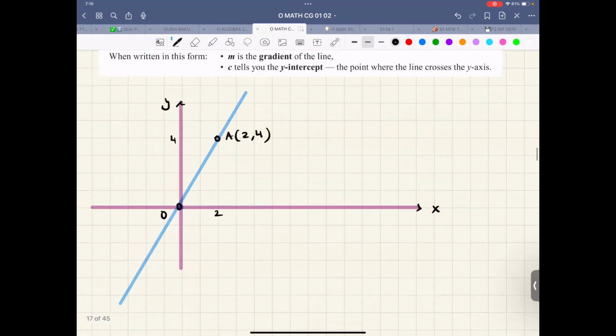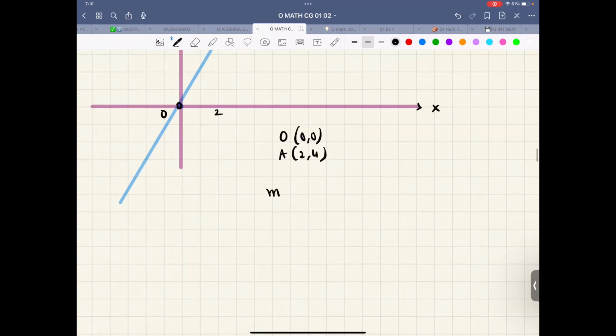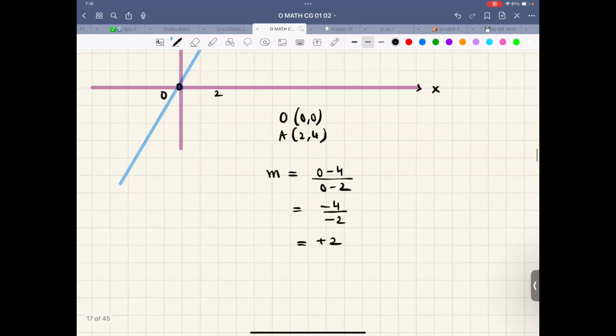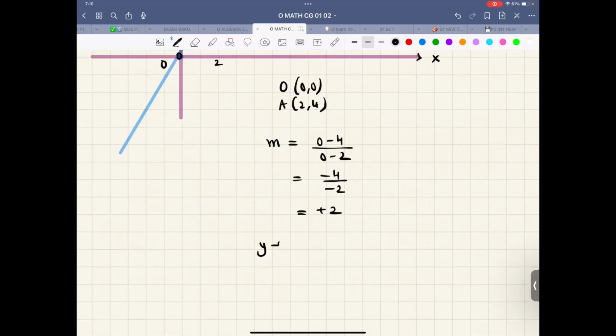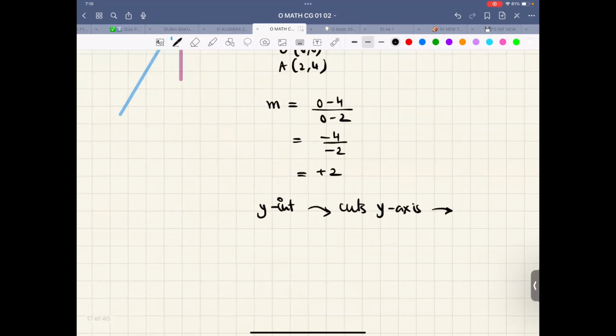Now, if I'm interested in finding the equation of a line, this is O, 0, 0. This is A, 2, 4. Gradient formula, you're already aware of that. That is 0 minus 4 over 0 minus 2, which is negative 4 over negative 2, which comes out to be positive 2. And we know that the y-intercept, the point where the line cuts the y-axis, is such that the value of the y-intercept is 0. So the line cuts the y-axis, it's cutting through the origin, that is 0.